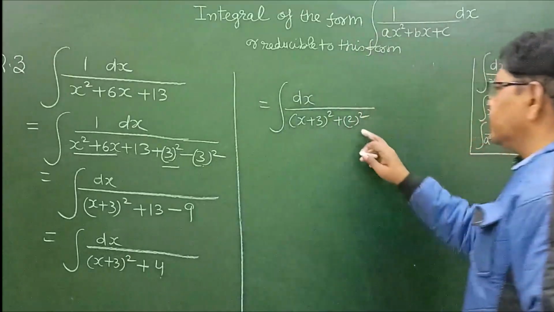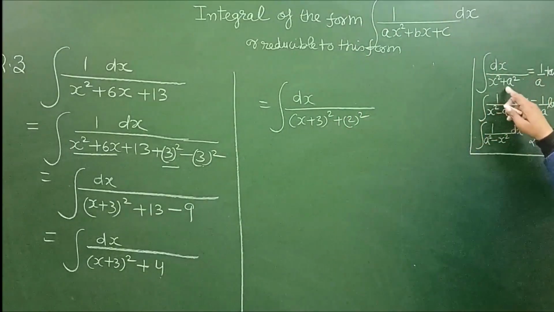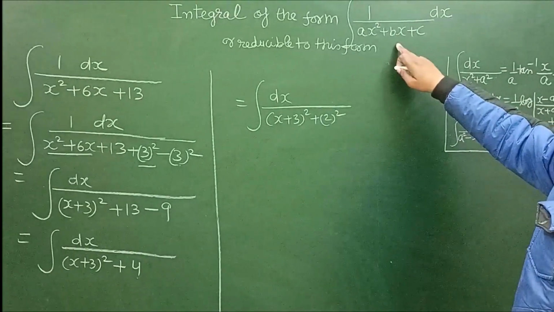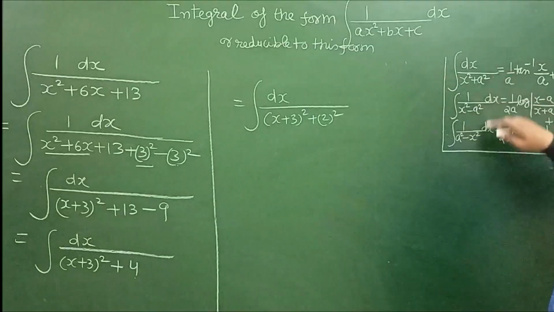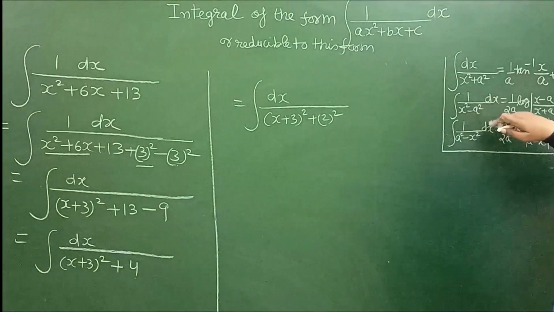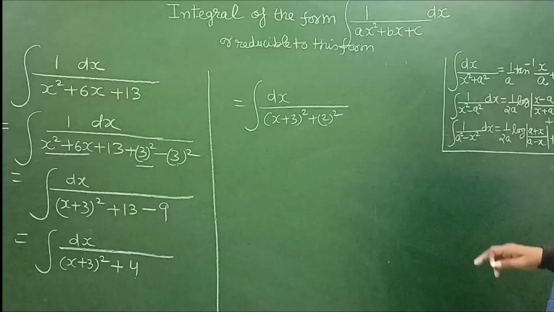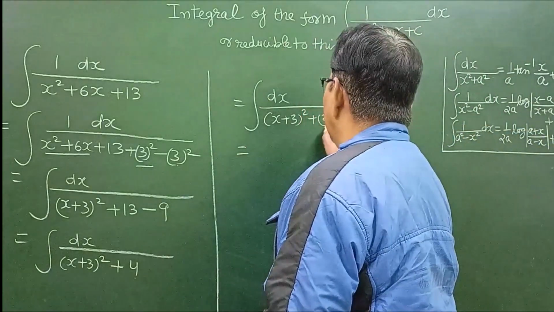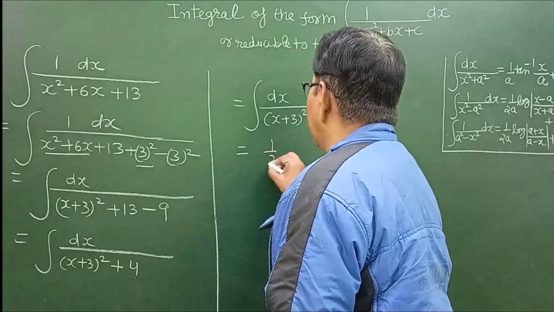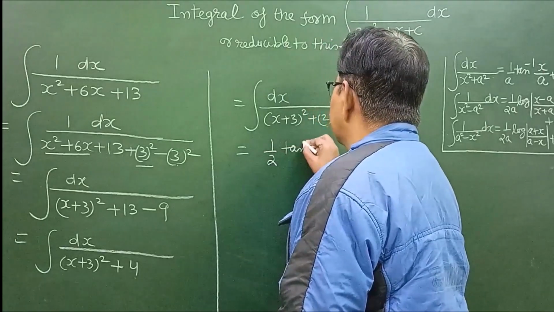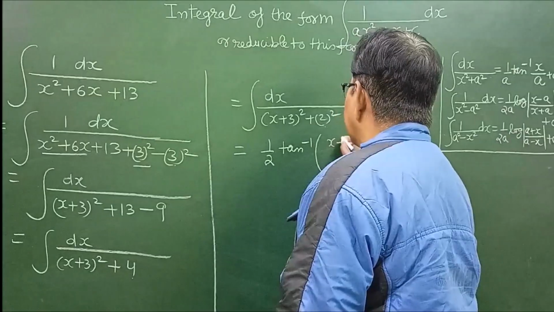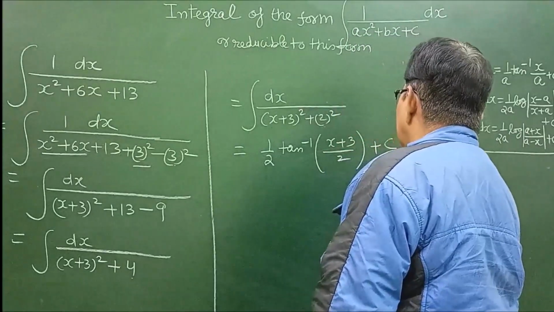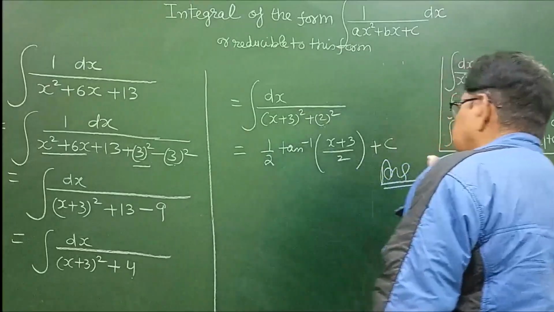Now this integral has taken the form of dx upon x square plus a square. In this type of integral, one of these forms is obtained in the last. So now this is equal to 1 upon a, the value of a is 2. So 1 upon 2 tan inverse x upon a, that is (x plus 3) upon 2, plus c. So this is the final answer of the question.